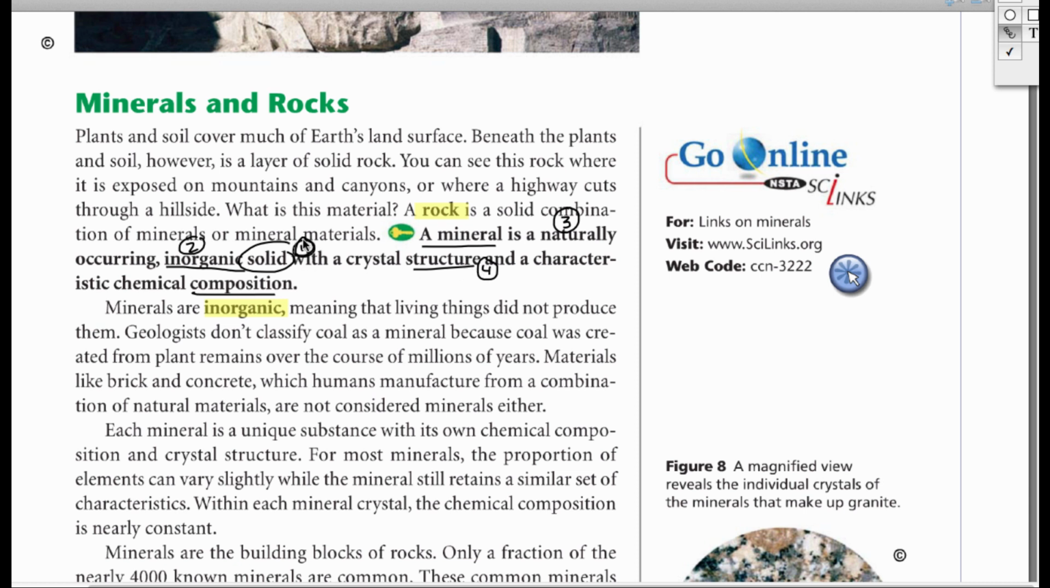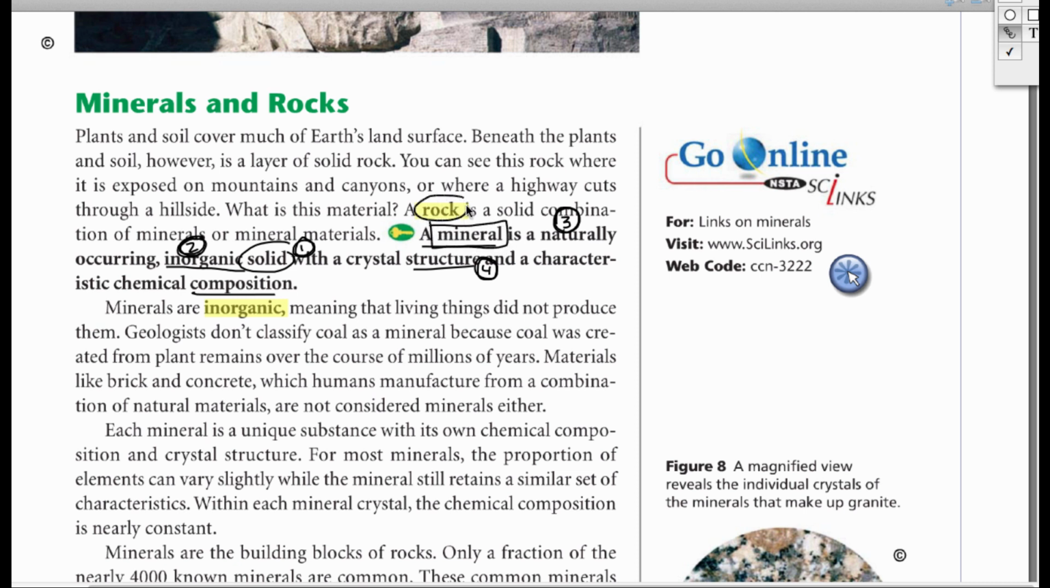It's a solid, it's not living or from living organisms, it is naturally occurring, it occurs in nature, and it's not made by man or in a lab, and it has a definite structure and chemical composition. That's what we mean by a mineral.